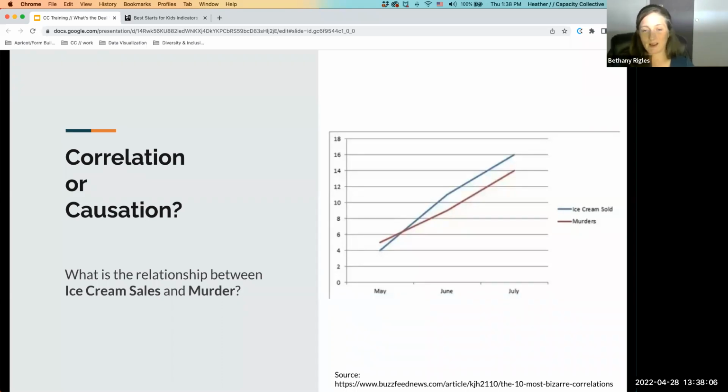So we use that example not to be confusing, but again, just to be thinking about how data is presented to you, and is it giving you the full story? Or are there more data points to consider? Is this the whole story? Or what else might be affecting these two things?